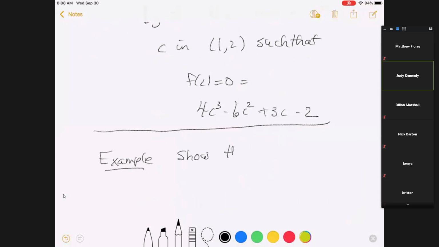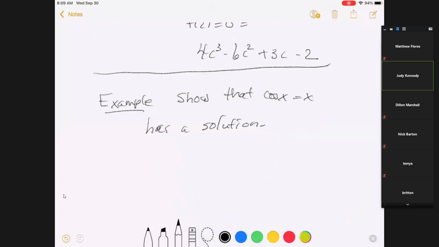Show that the equation cosine x equals x has a solution. Well, this is actually two functions. Cosine of x is one of them. I will color it blue. And it's doing something like this.